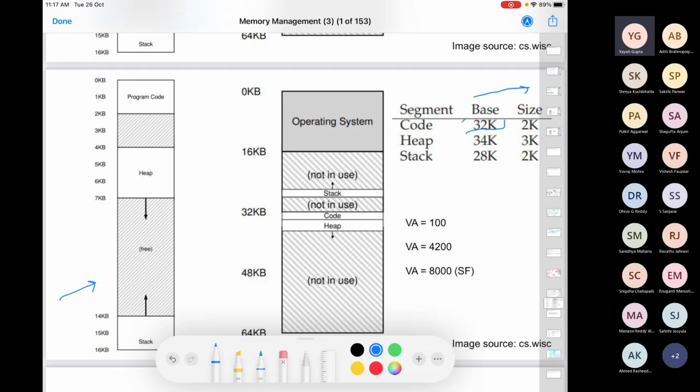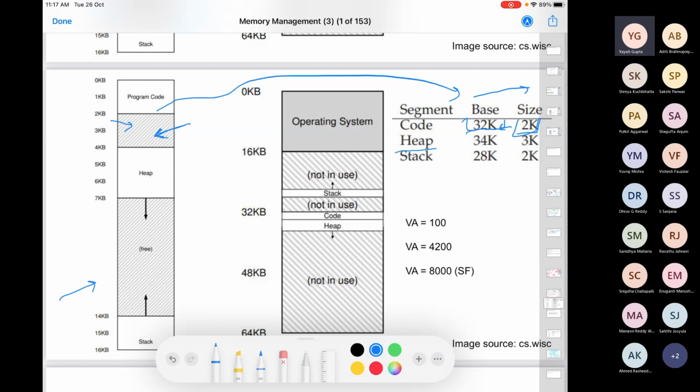So this tells you that this code will be loaded in the main memory starting from this location, which is 32K. Its size is currently 2K. So this is the limit for program code. If you generate an address which is somewhere here, you will get a trap because its limit is only 2K. You cannot have a virtual address which points somewhere here. It will result in a trap.